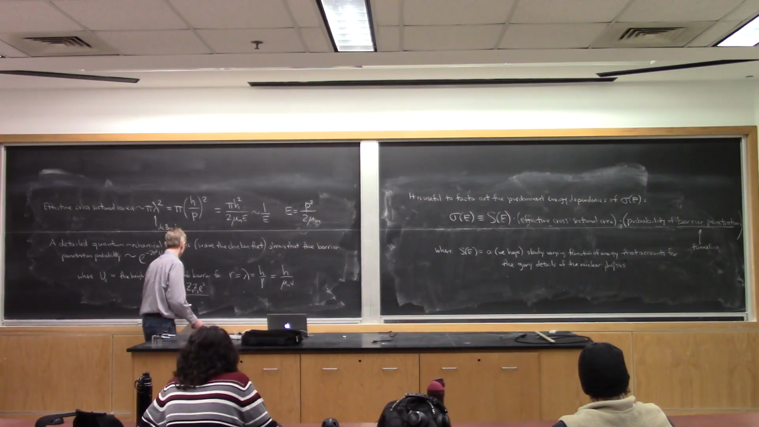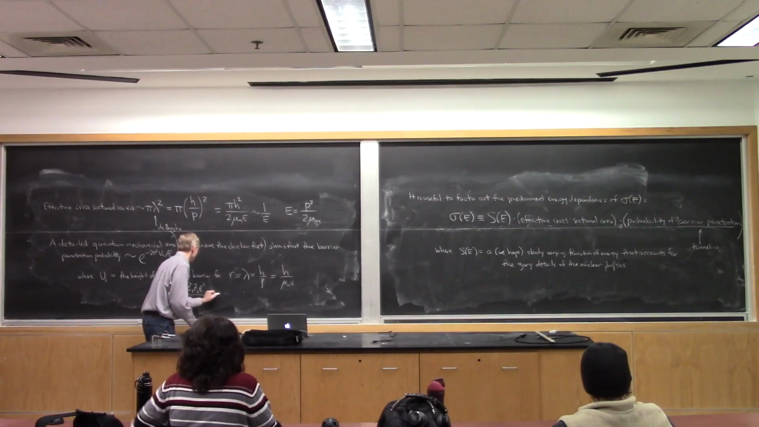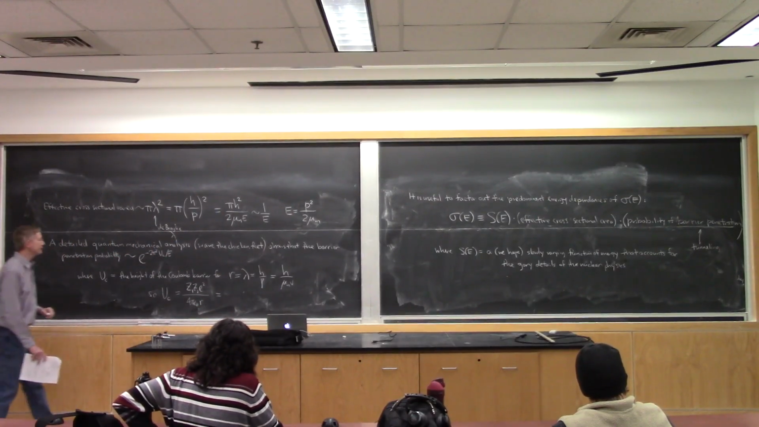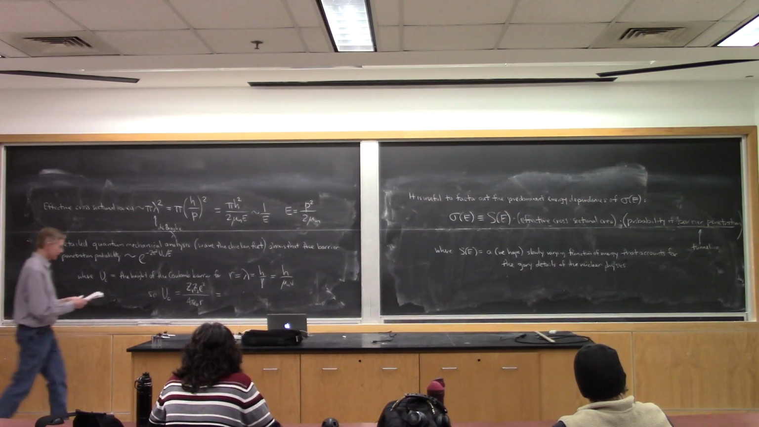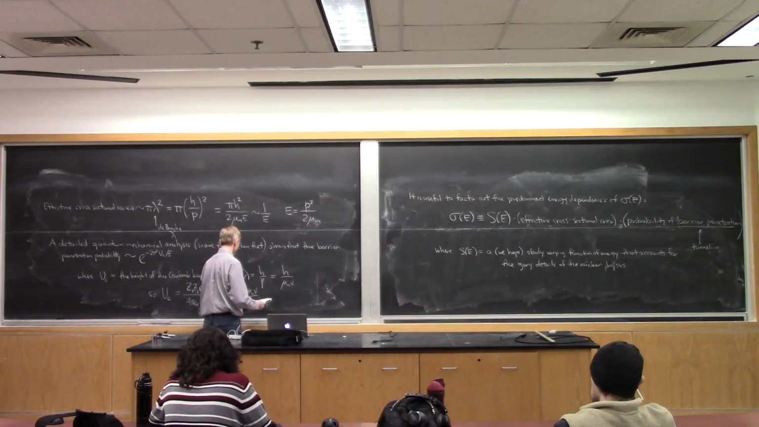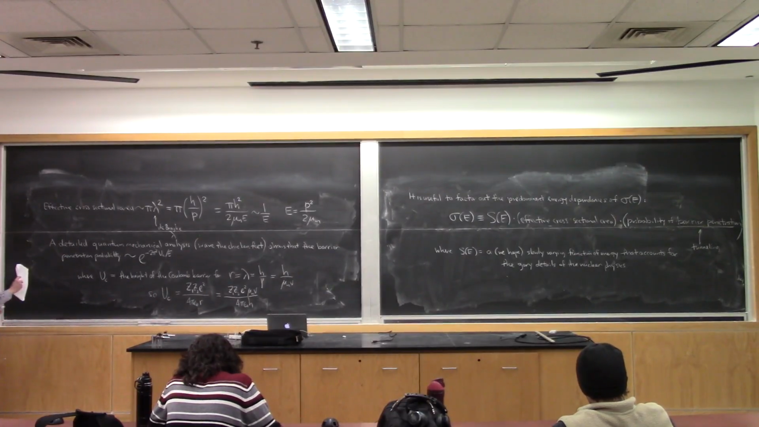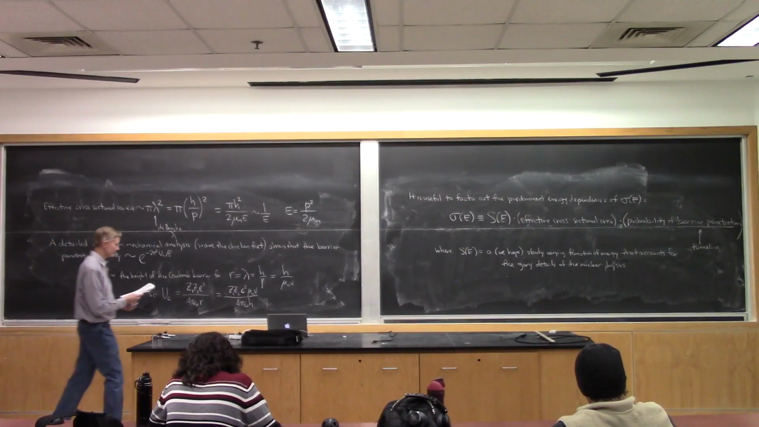Put in h over p for R, and that gives you Z1 Z2 e squared times mu v over 4 pi epsilon naught h. Just plug in the de Broglie wavelength h over mu v for R in the Coulomb potential energy formula.